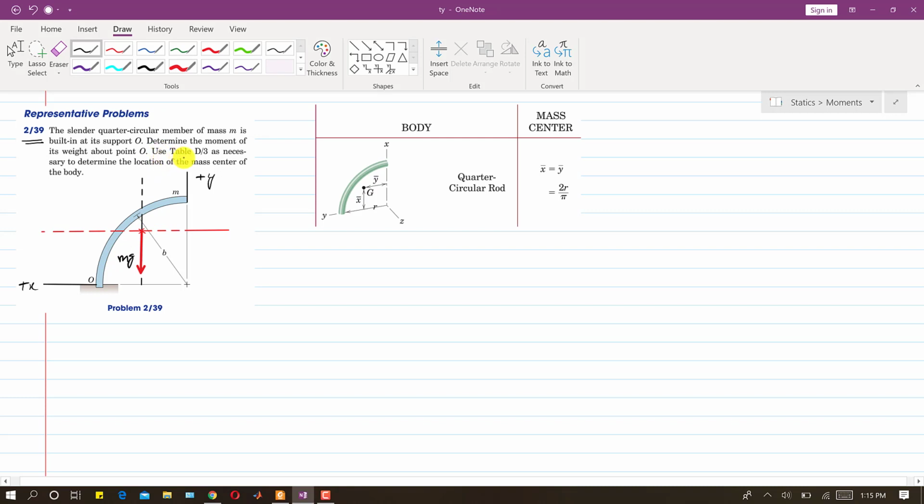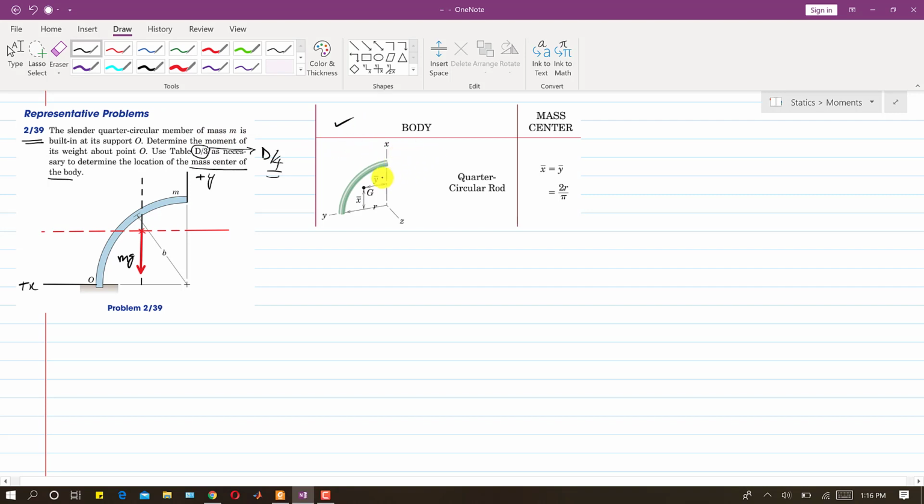It is said to use table D3 as necessary to determine the location of the mass center of the body. So, center of mass of the body. We will use table D3. Here, this is not D3, we will use D4. This is the D4 table, right? So this is the error in this statement, and I have picked this from the D4 table.